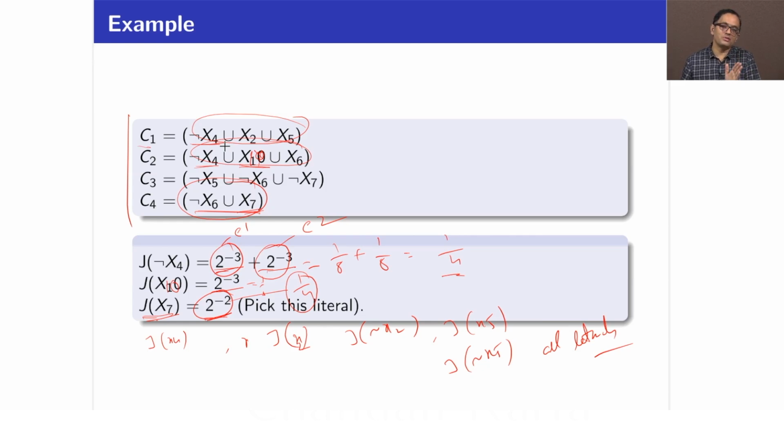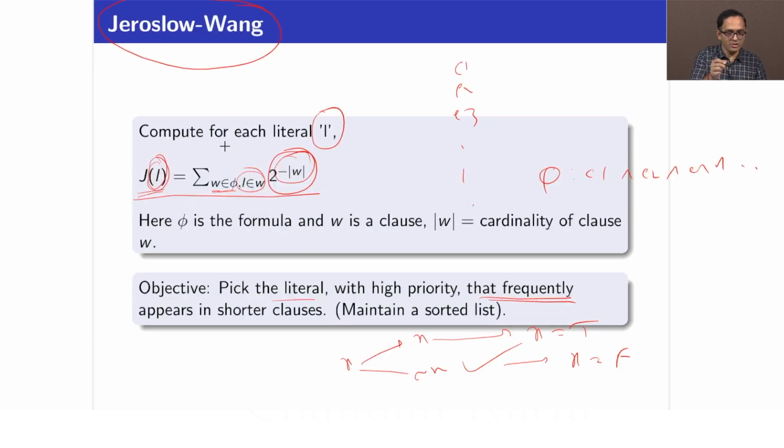Because a smaller clause actually helps you to take a quick decision. If you have 2 literals in a clause and you know one of them, I can decide about the other one, right. So, this is why smaller clauses are actually useful in SAT solving time. This particular heuristic gives priority to both the high frequency of occurrence and occurrence in a smaller clause.